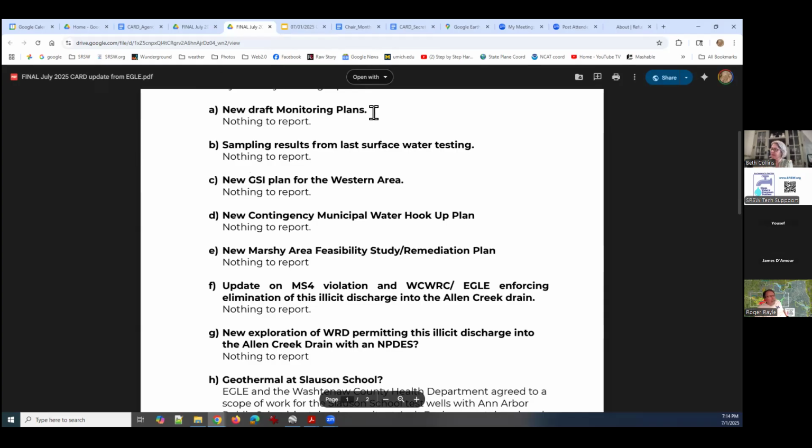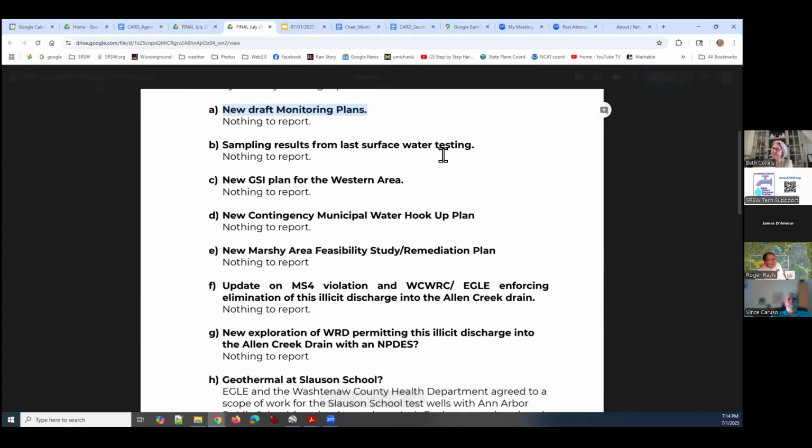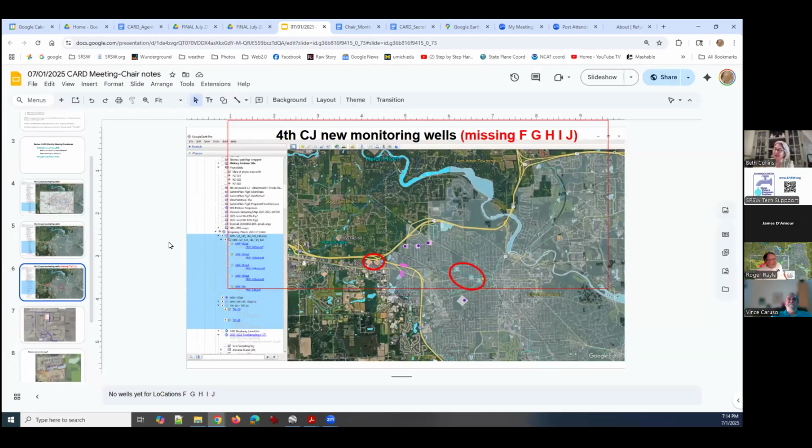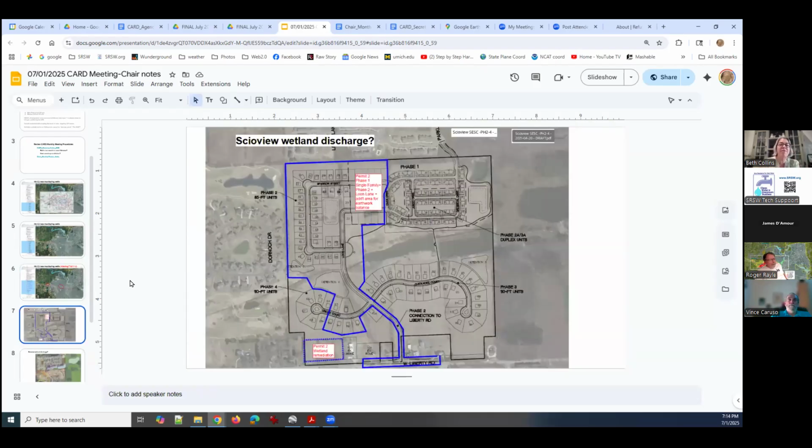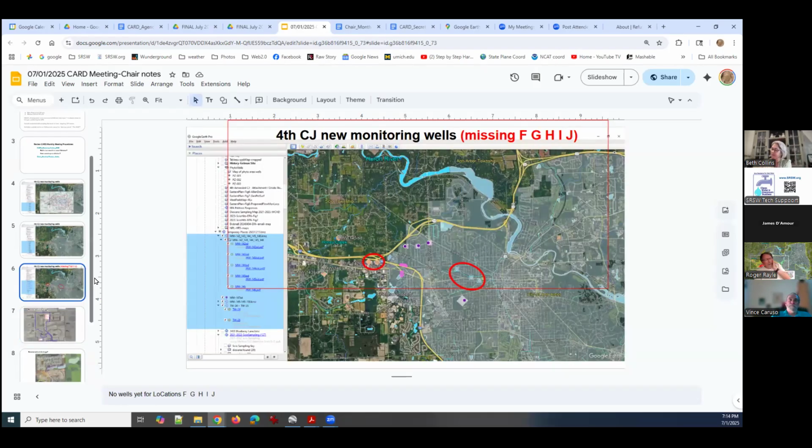New draft monitoring plans. Maybe that's what this was. Yeah, but they're not new anymore. Right, those are old draft monitoring plans. I'll add that as a special topic. It's just something that we need to pay attention to and not let it slide by.